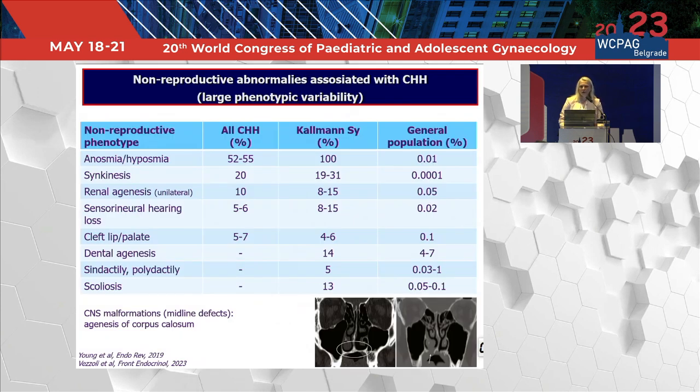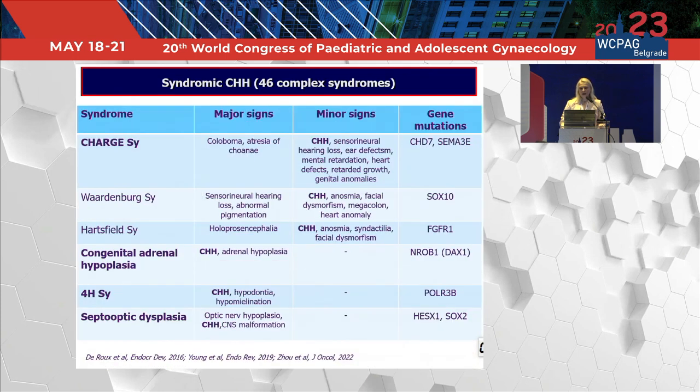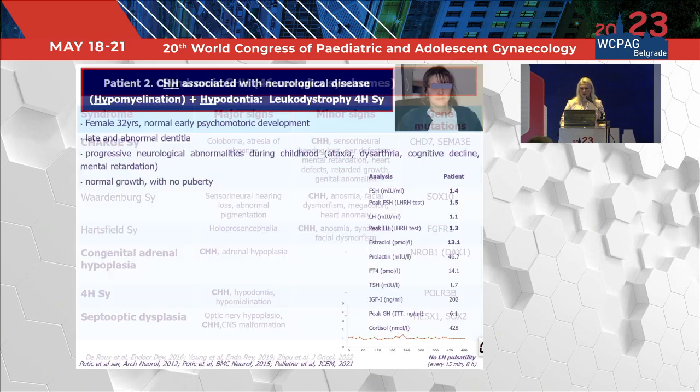Some non-reproductive abnormalities can be associated with CHH, in the first place anosmia in Kallmann syndrome, but also renal agenesis, hearing loss, cleft lip or palate. And there are many syndromic cases of CHH. They are rare, but we in tertiary departments of neuroendocrinology may see them. The most prevalent was CHARGE syndrome with a defined genetic cause.